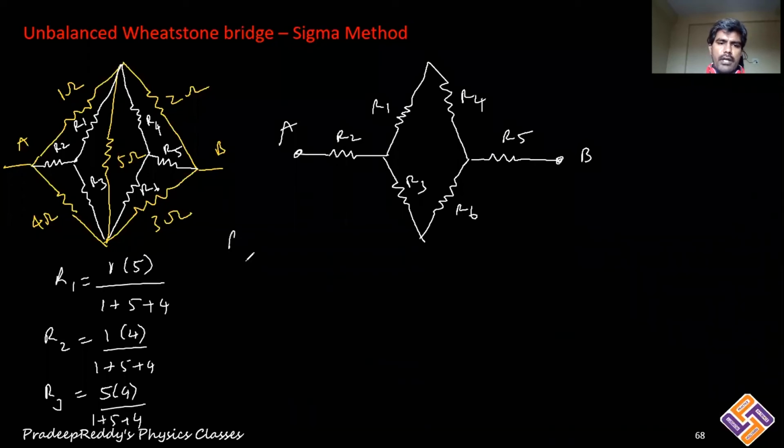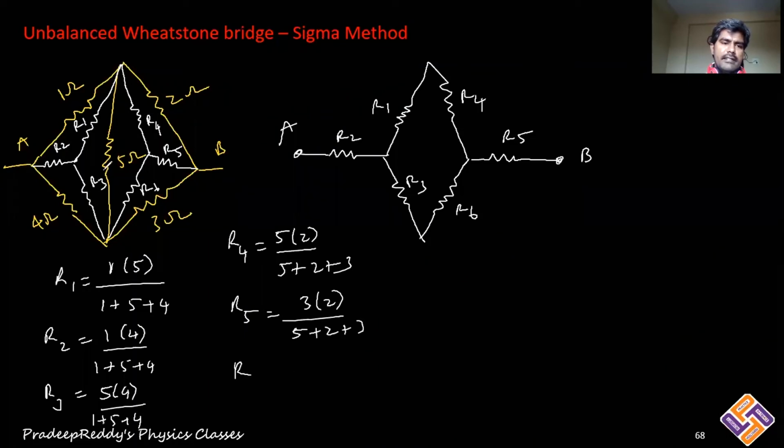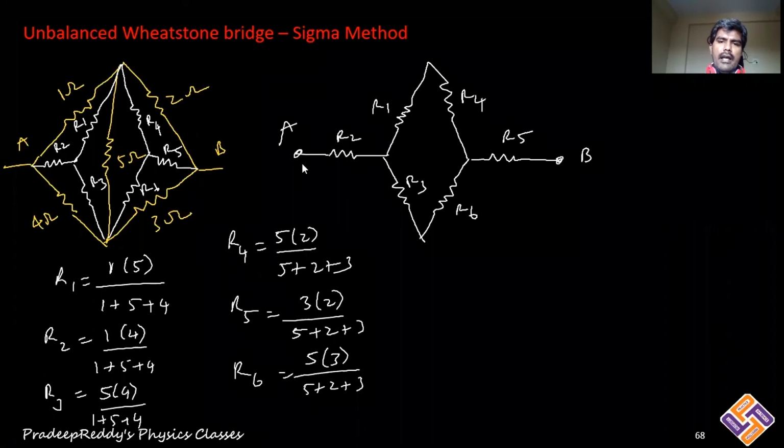Next you can write down R4. R4 is equal to 5 into 2 divided by 5 plus 2 plus 3. And R5 is equal to 3 into 2 divided by 5 plus 2 plus 3. R6 is in between 5 and 3, so R6 is 5 into 3 divided by 5 plus 2 plus 3. All the values of the resistors R1 to R6 are known. Now you can just substitute all these values here, and finally you can find out the effective resistance between A and B. This is the reduced form of the Wheatstone bridge.